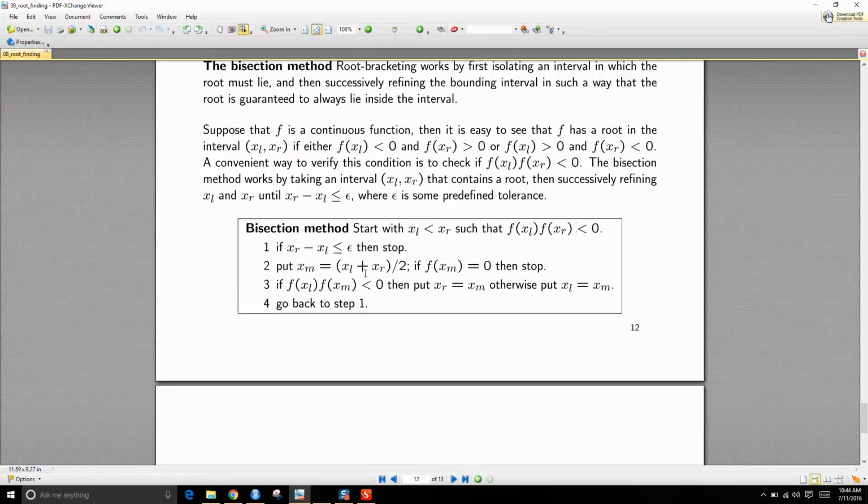So you just say if the function at the left times the function at the midpoint is less than 0, then you set the right xr equal to the midpoint. If this is not less than 0, then the new left-hand point will be the midpoint. And then you just keep repeating. That's the bisection method. It requires us to calculate the midpoint, evaluate the function at the midpoint, and then loop through that.